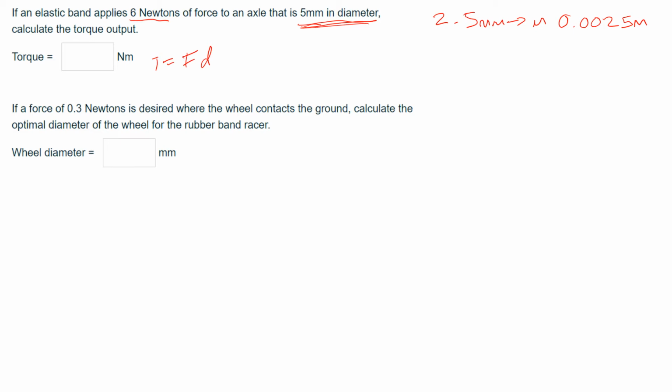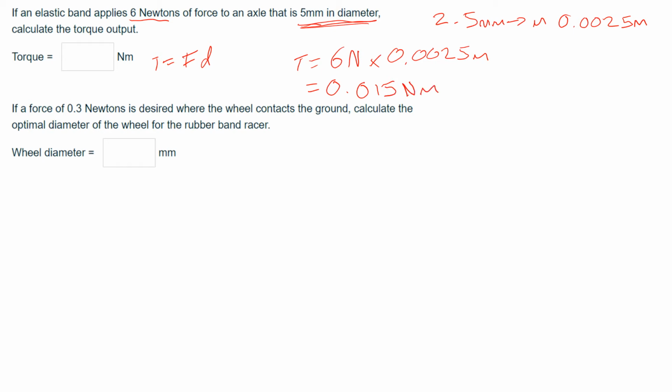So now we can calculate what the torque will be. Torque will be equal to 6 newtons of force multiplied by 0.0025 meters. And what that will give us is 0.015 Newton meters of torque.